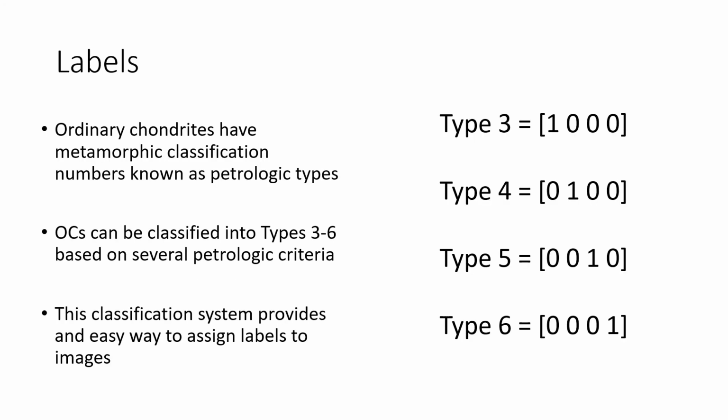So for labels, we used the ordinary chondrite petrologic type number. Ordinary chondrites have metamorphic classification numbers known as petrologic types. They can be classified into groups 3 through 6 based on several petrologic criteria. And this classification system provides a super easy way to assign labels to images, and you can see what the quantitative labels look like on the right. It's a 4-element array with a 1 in the column that represents type 3. So type 3's column is the first, type 4 is the second, and so on.